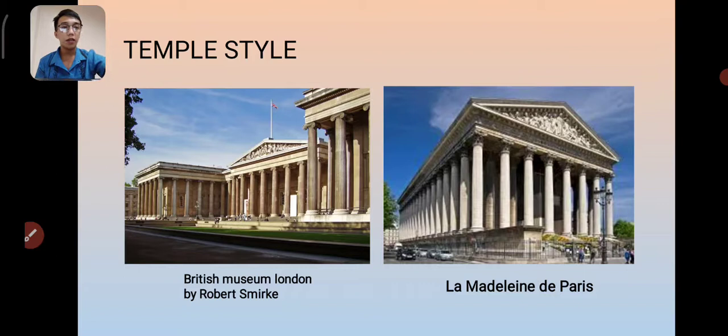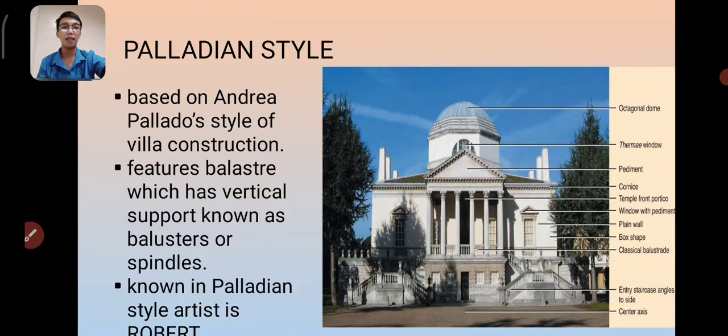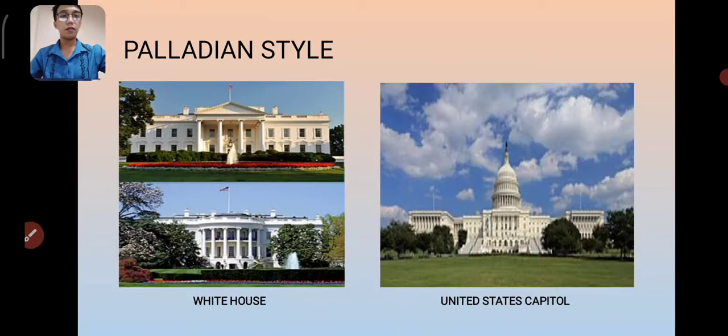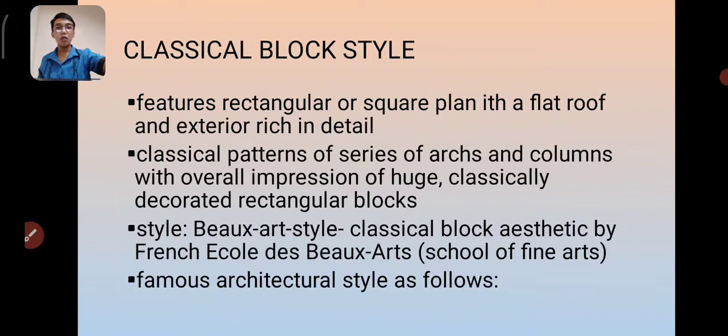Now we proceed to the Palladian style. Palladian style is based on Andrea Palladio's style of building construction, featuring the balustrade, which has vertical supports known as balusters or spindles. A known Palladian style architect is Robert, anong Palladio ni Robert? Nakalimutan ko na, excuse me, wait. Adam. Okay, so Robert Adam. Another example of Palladian style is the White House, and the United States Capitol.